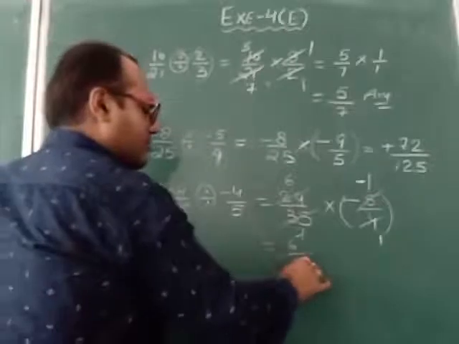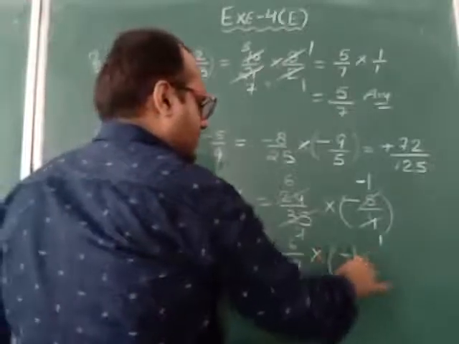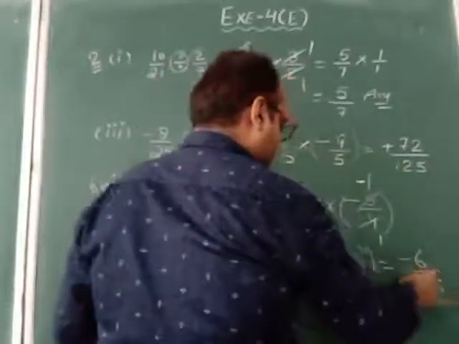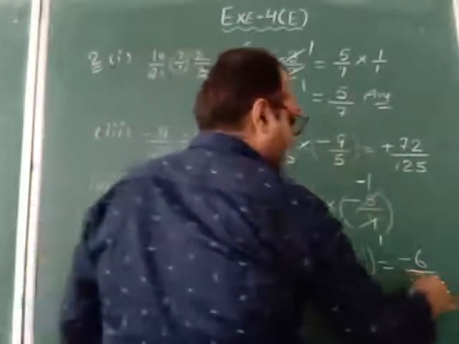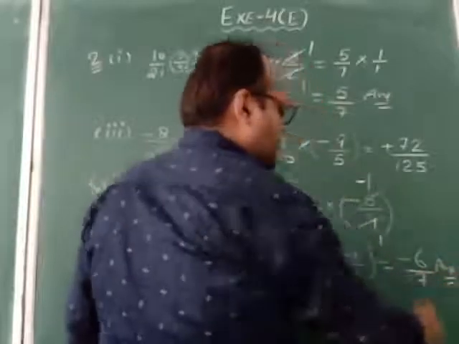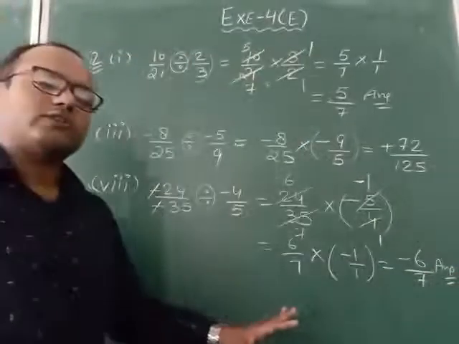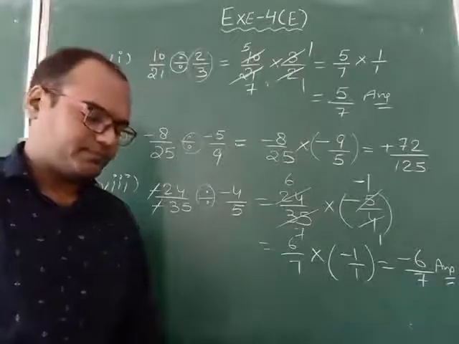So 6 upon 7 multiply minus 1 upon 1. 6 multiply minus 1 will be minus 6. 7 multiply 1 will be 7. So final answer is minus 6 upon 7. So like this you have to do all the parts of this question number 2.